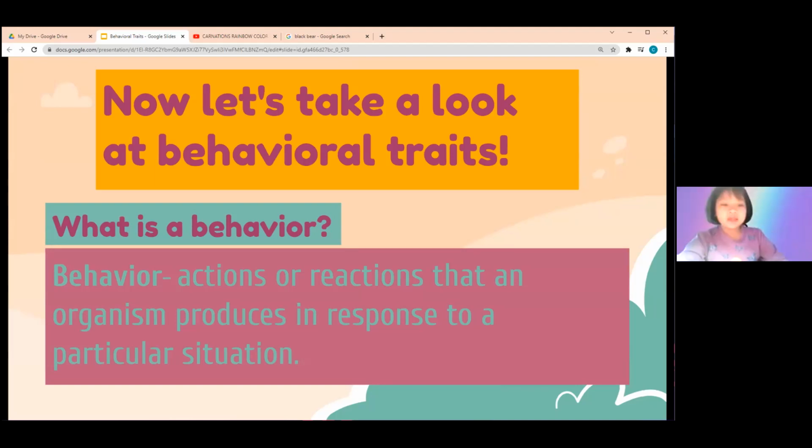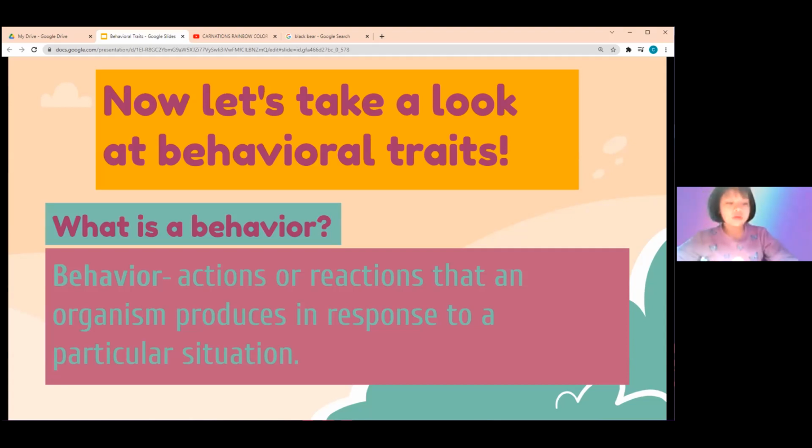The definition of the behavior is actions or reactions that an organism produces in response to a particular situation.